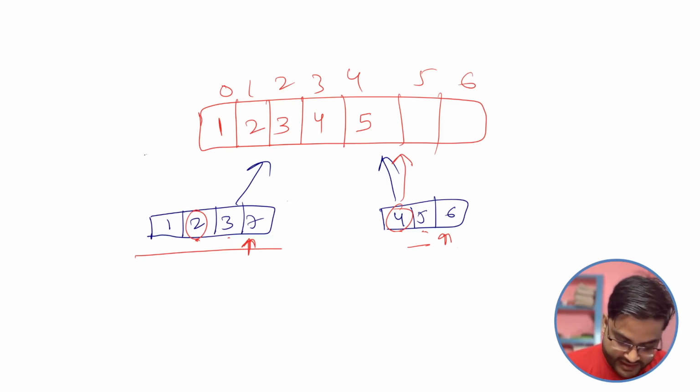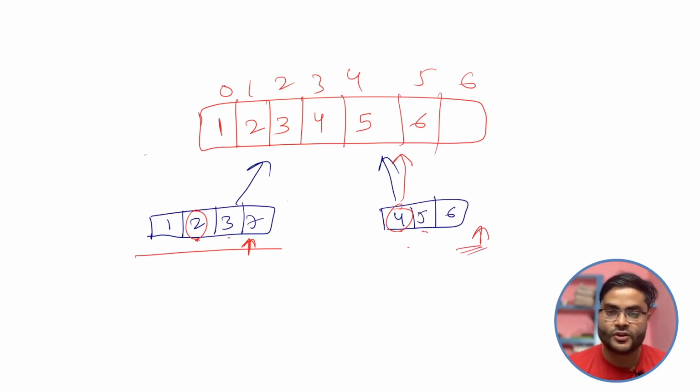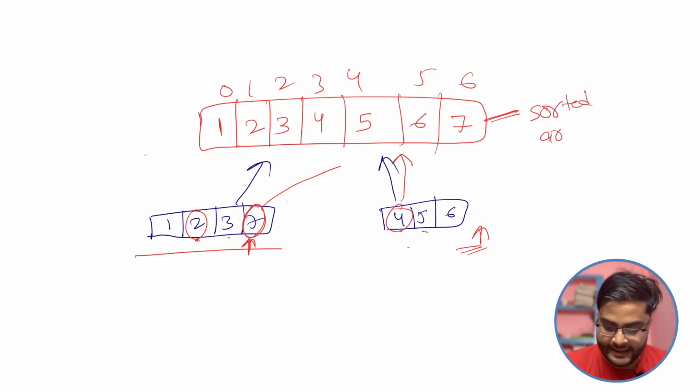So put 6 here. Okay, so this is exceeded. Right, so this subarray is exhausted. Right, so we are left with only one element in our first subarray, so we will move it here. So this will be our sorted array.